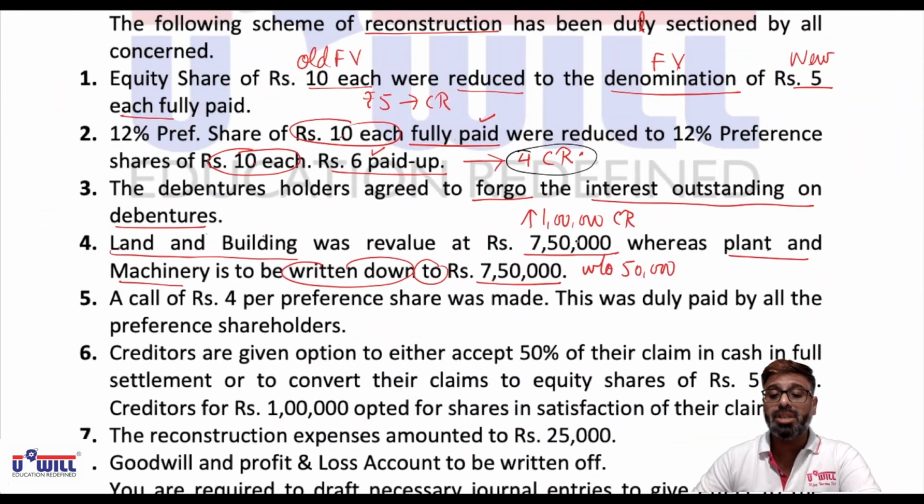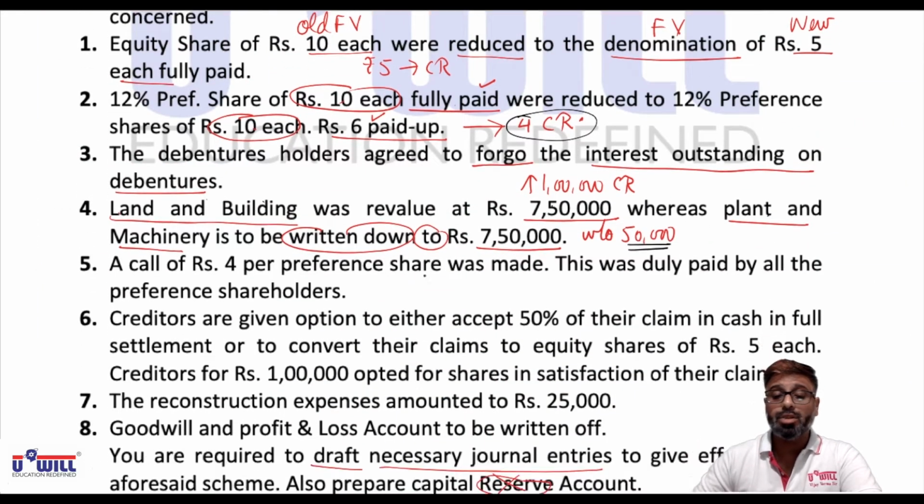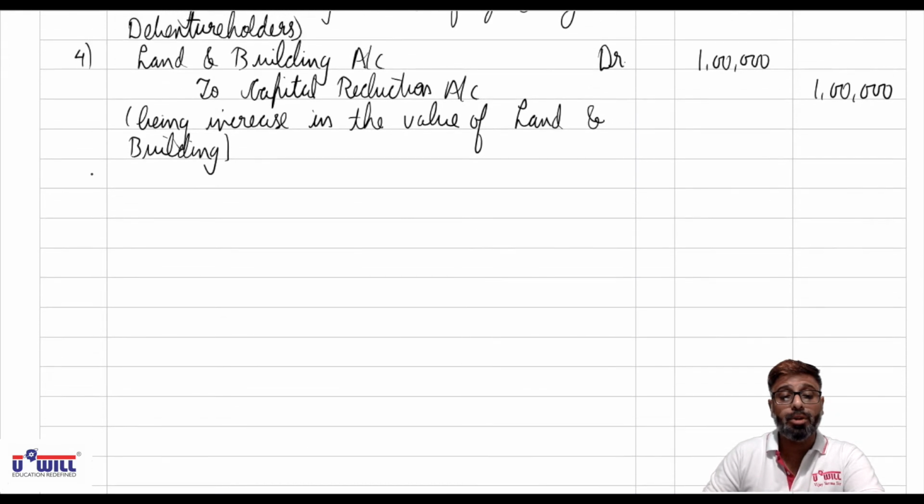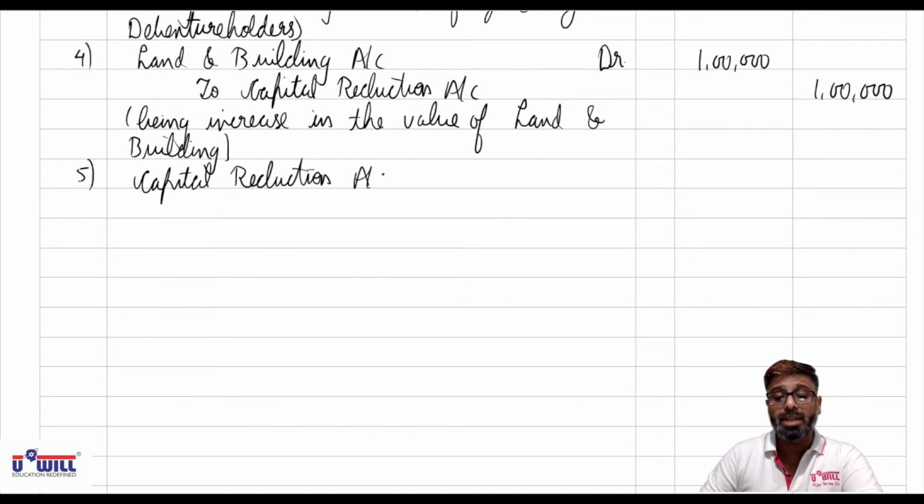Next, plant and machinery, we have to write off 50,000. So for that, reverse entry will come. We have to utilize capital reduction account. Now to utilize capital reduction account, we will reverse and debit that. So capital reduction account debit 50,000 and we utilize it in writing off plant and machinery account.